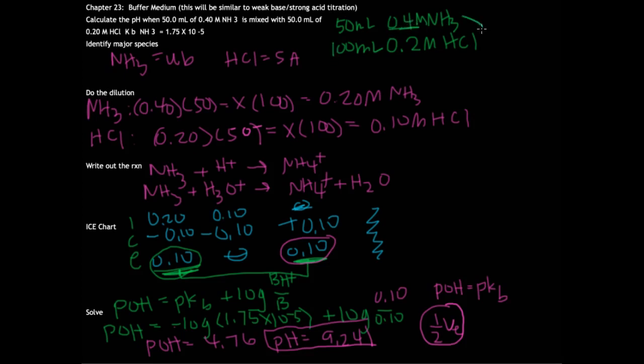So this right here is equivalence. It will take 100 milliliters of acid to reach the equivalence point. Well, look how much is given in this problem: 50 milliliters of the acid. 50 is half of 100. This is your half equivalence point of a titration. Again, it's called buffer medium, but it doesn't start out as a buffer. It's an acid and a base neutralization reaction that produces a buffer. So that is how you calculate this buffer medium problem.